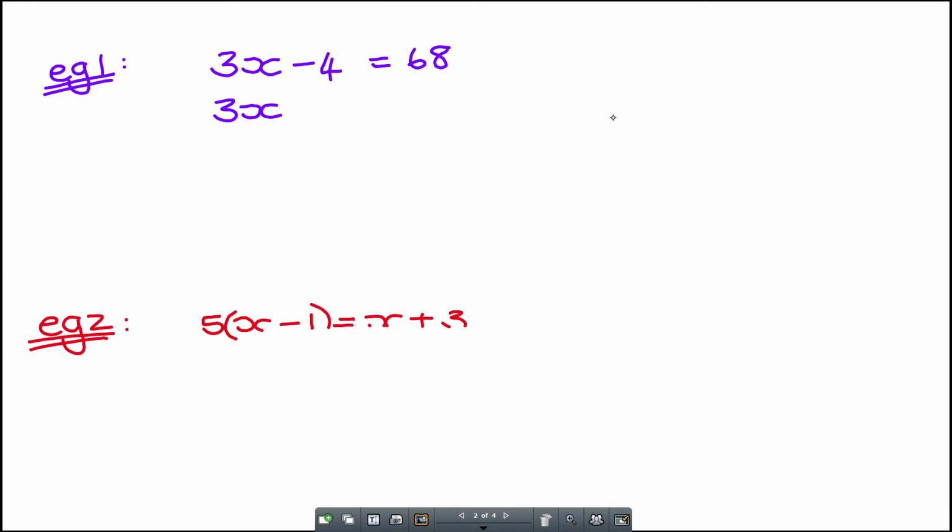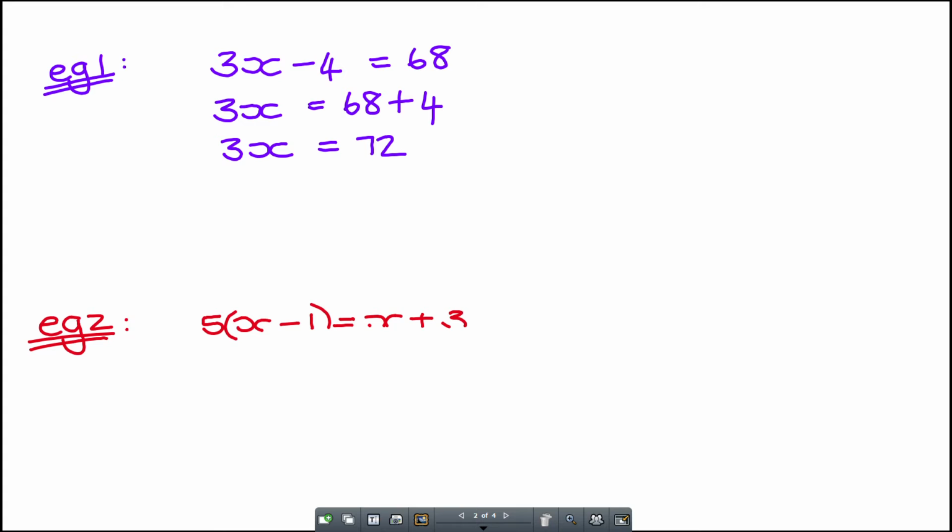So I'm going to have 68 and then plus 4. Who doesn't understand that part? Okay, now what we're going to do is we simplify a bit. So the right hand side, 68 plus 4 is going to give me 72. We did step 2, where we took unknowns to the left, normal numbers to the right.